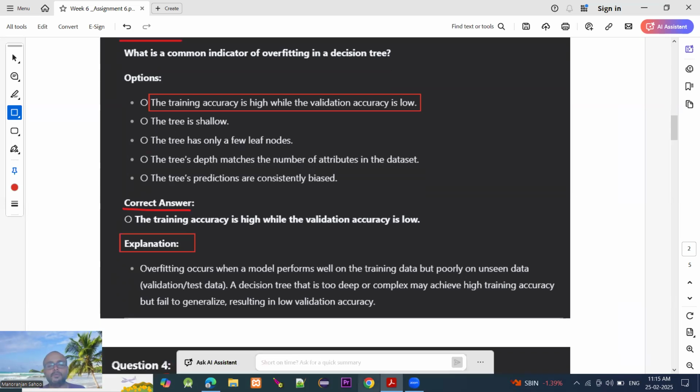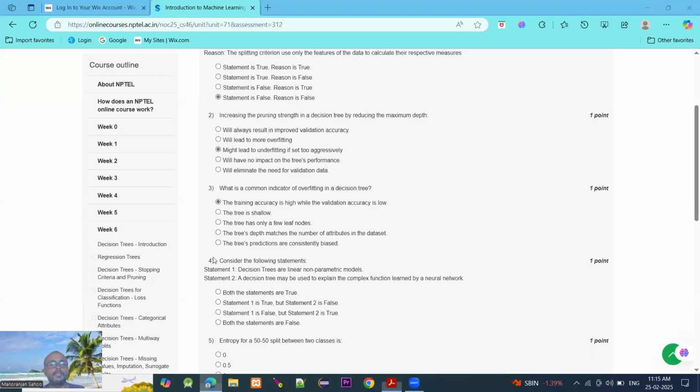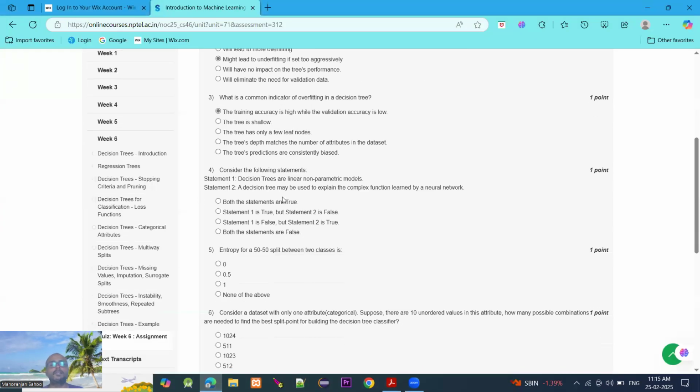Okay, then moving to question number 4. Consider the following statements. Statement 1: decision trees are linear and non-parametric models. Statement 2: a decision tree may be used to explain the complex functions learned by neural networks. In question number 4, statement 1 is false, but statement 2 is true.